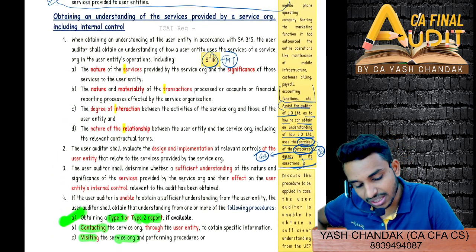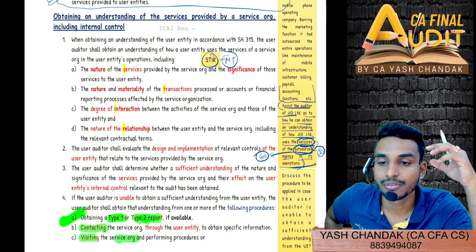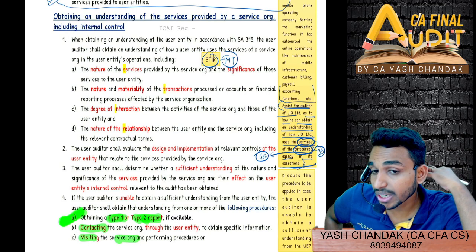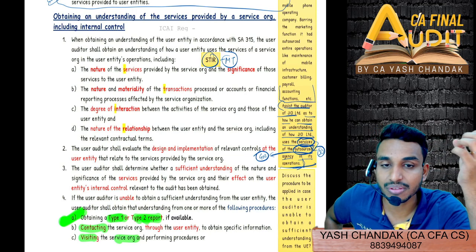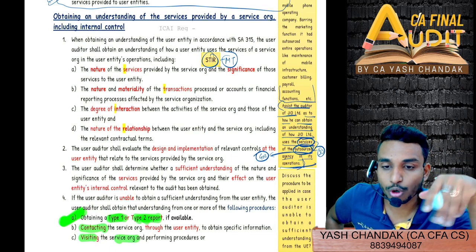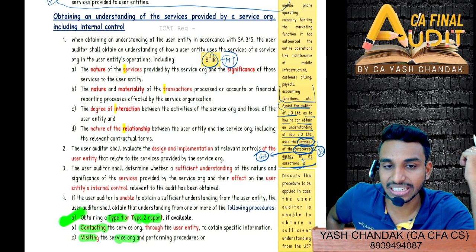Now we have to obtain this understanding from whom? From whom are we obtaining this understanding? With whom are we communicating, contacting as a user auditor? With whom can I communicate and obtain this understanding? These 4 points of understanding I have to obtain now. So management. Management of the user entity, right?